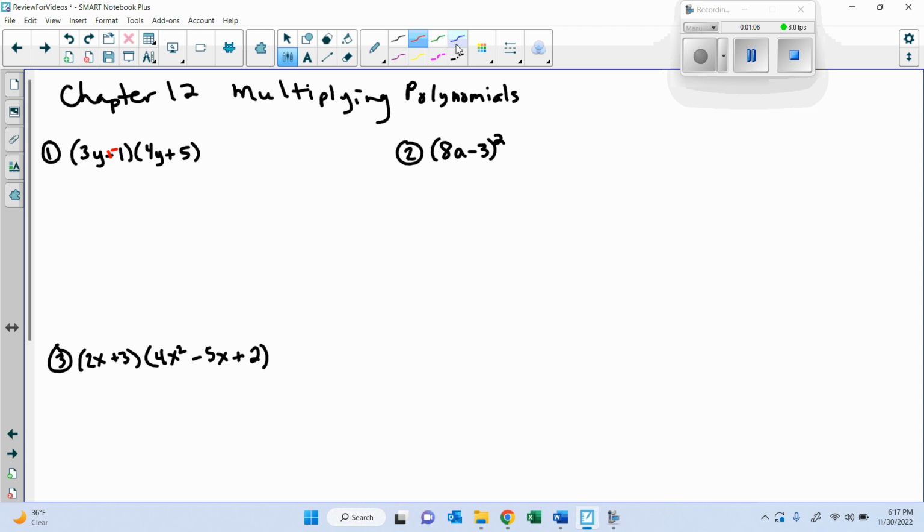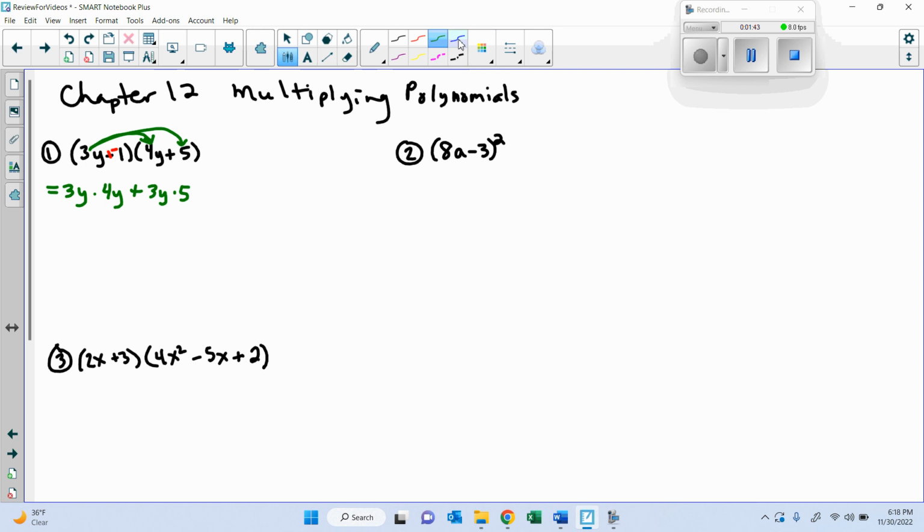So then I'm going to just kind of draw my arrows to help keep track. So I know I want each thing in the first polynomial to be multiplied with each thing in the second. But instead of just doing it randomly, I'm going to keep track. So I'm going to take 3y times 4y. And I'm just going to go ahead and write it down here. 3y times 4y. And then I'm going to take 3y times 5. So plus, because these are polynomials, 3y times 5.